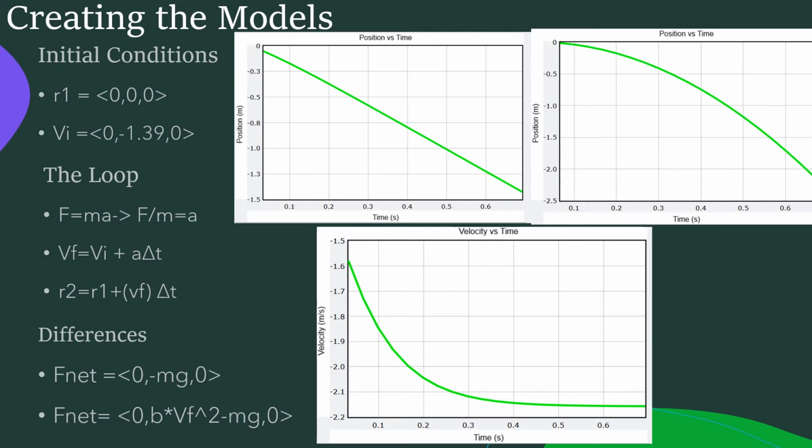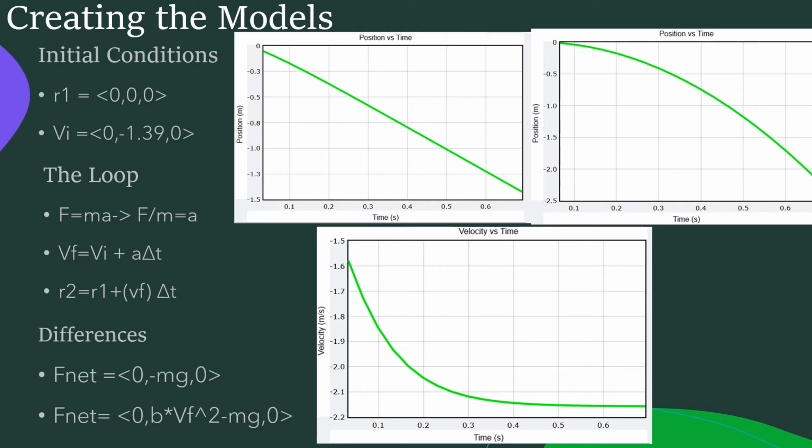Similarly, the models use the same assumption that the system is the plastic bag and bookmark, while the surroundings is the Earth. They also assume the two primary forces are the force of gravity and the force caused by air resistance. The models also use the same loop, which repeatedly applies Newton's second law in the form of F equals ma to update the position and velocity repeatedly to create the graph.